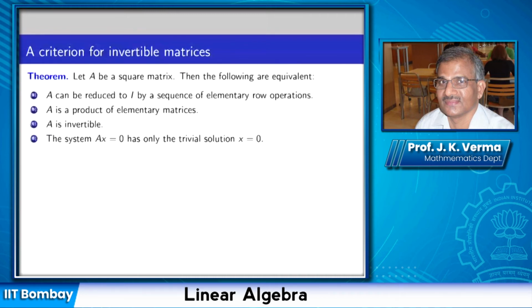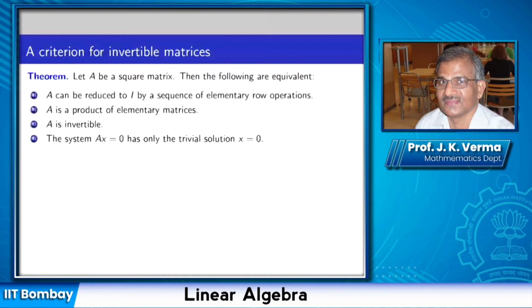A can be reduced to the identity by a sequence of elementary row operations, which means the row canonical form of A is the identity matrix. The second statement is that A is a product of elementary matrices. This means that invertible matrices are built out of elementary matrices, in the sense that the only way to get invertible matrices is by multiplying a certain number of elementary matrices. The last statement has to do with the nature of solutions of a homogeneous system of linear equations. If A is a square matrix and Ax equal to 0 has only the trivial solution, then we can say A is an invertible matrix, and vice versa. So these four statements are equivalent.